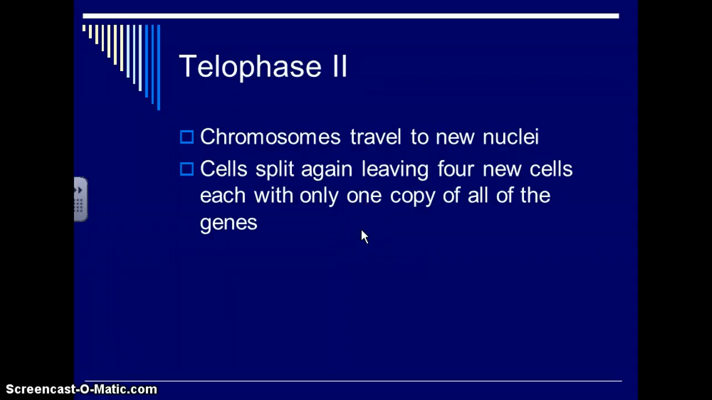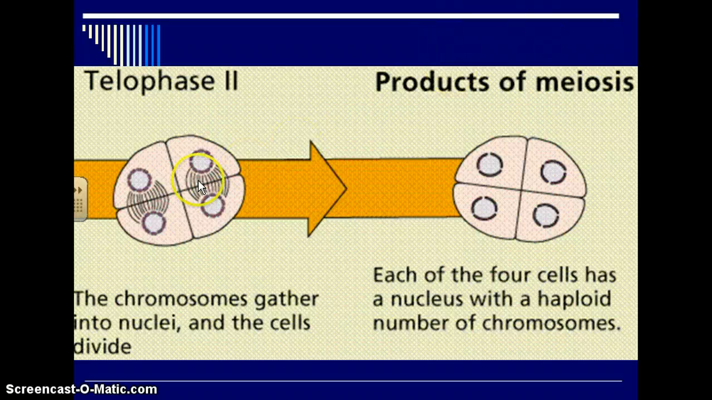In telophase 2, the chromosomes travel to new nuclei. The cells split one more time, and this time we have 4 new cells, and they each only have 1 copy of the gene. So here again, now there are 4, and each of those 4 cells has a nucleus with their chromosomes.